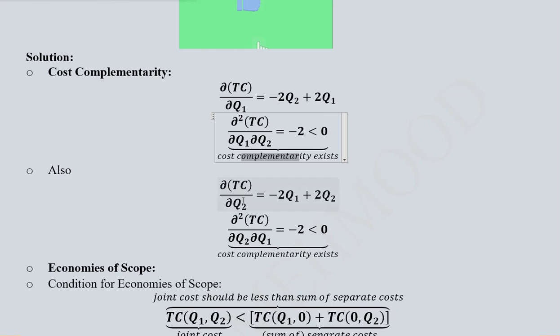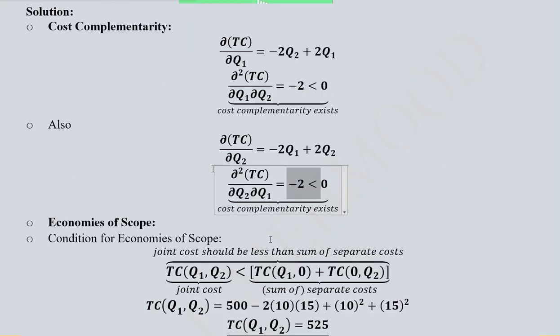We can also do it with respect to the other good, that is Q2. So primarily we differentiate it with respect to Q2, and this is the answer. And then the total cost is differentiated with respect to Q1. And the final answer is negative, which means that there is cost complementarity. The answer is the same because we have taken the cross partial derivative. Under Young's theorem, both of these derivatives should be equal. So cost complementarity has been verified.